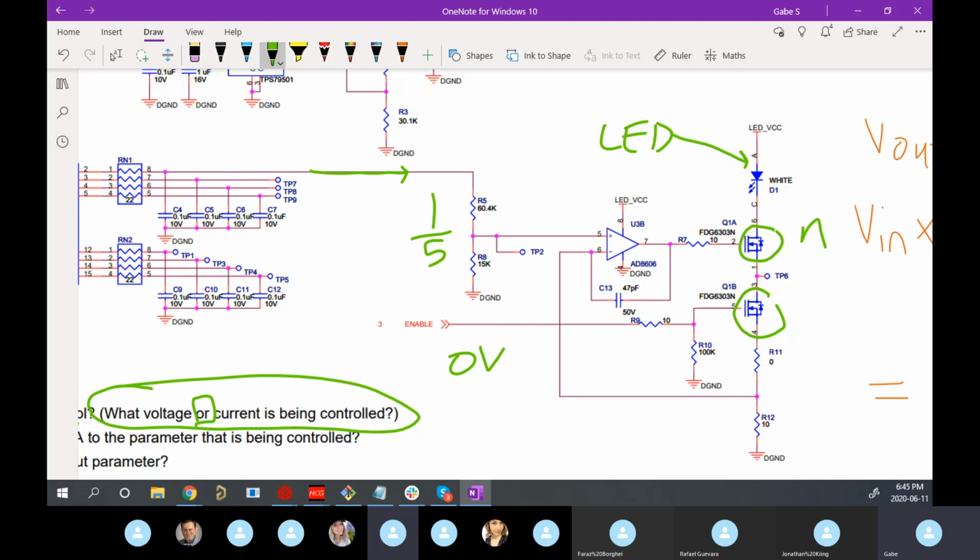Is it VCC? Like LED VCC? Yeah. That is a good answer. Okay, how would it control LED VCC? This was V out A, right? The enable is on, and then the voltage is flowing. Then it compares LED VCC at the negative terminal of the op amp with V out A.